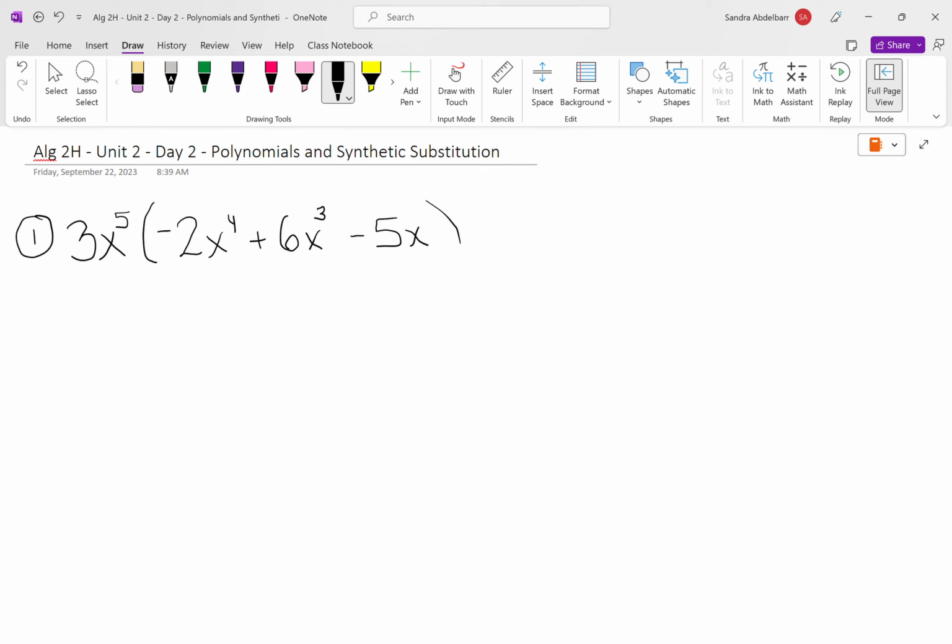So in this scenario, I have a monomial times a trinomial. I know I have a trinomial because I have 3 terms and they're separated by plus or minus signs. Whenever you have something times something bigger than a monomial, we are now going to distribute. I'm going to take that whole 3x to the 5th and distribute it in.